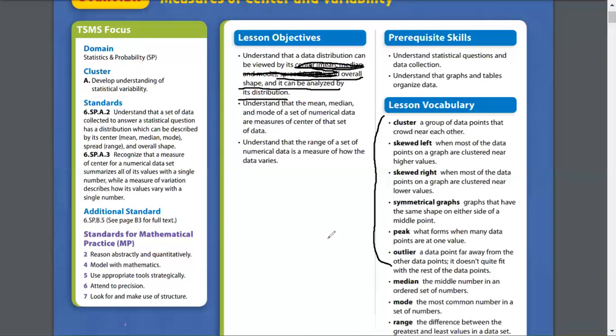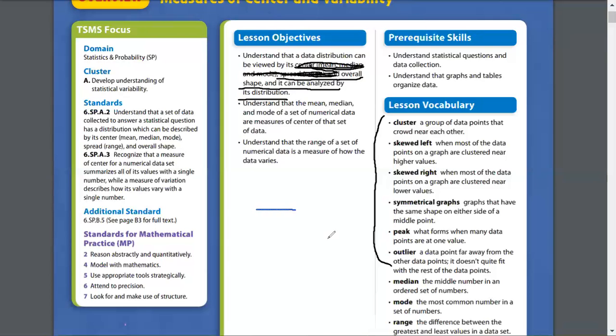Previously, we talked about what a statistical question and a non-statistical question are. And then we're going to understand that graphs and tables organize data. So the next thing we're going to look at are the lesson's vocabulary. Go ahead, Ms. Patty. All right, I'm also going to draw while we do this.